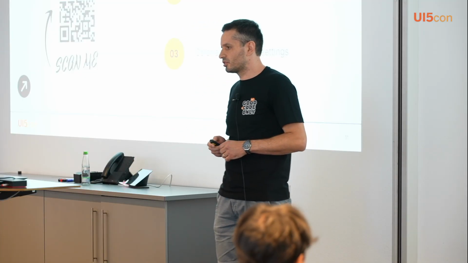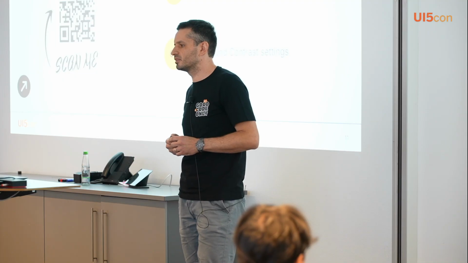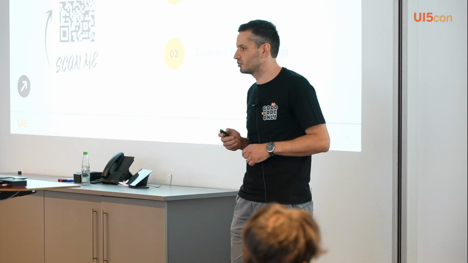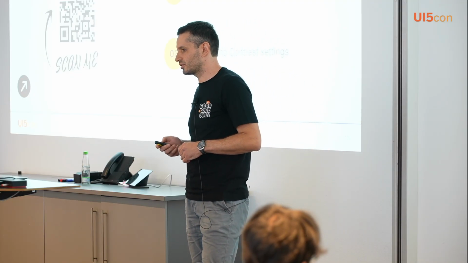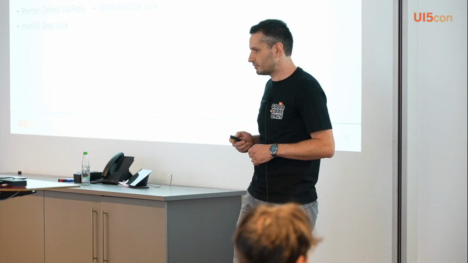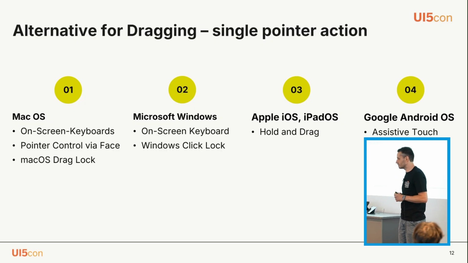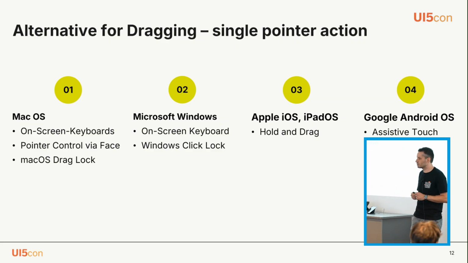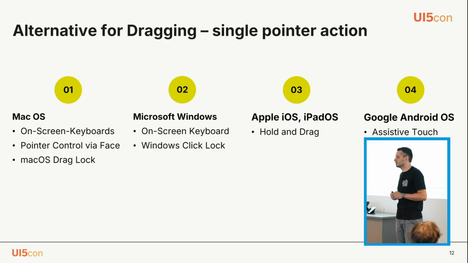With regards to WCAG 2.2, we implemented some changes with regards to alternatives for dragging, then target size, and color and contrast settings. Initially, we did a lot of research when it comes to alternatives for dragging, whether the operating systems that we are using in our everyday lives already have something implemented. Basically the desktop operating systems have on-screen keyboards, as well as the click lock or drag lock on the touch devices. They're called differently, hold and drag or assistive touch.